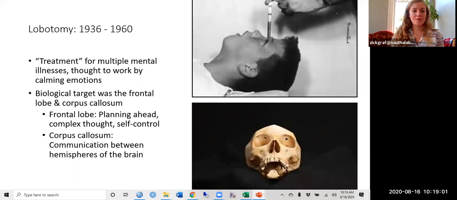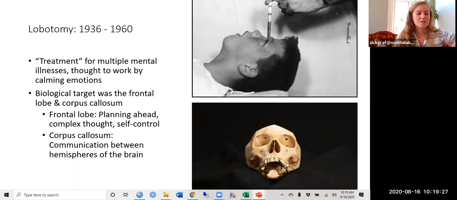We're going to talk more about this in the next lecture, especially the frontal lobe. But that's the part of your brain right behind your forehead, top and front of your head. And we know now that that part of the brain is really integral to things like planning ahead, logical, complex thought, exerting self-control, and yes, controlling your emotion. So emotion comes from other brain structures, and the frontal lobe is the part of the brain that helps us exercise conscious control over our emotions.